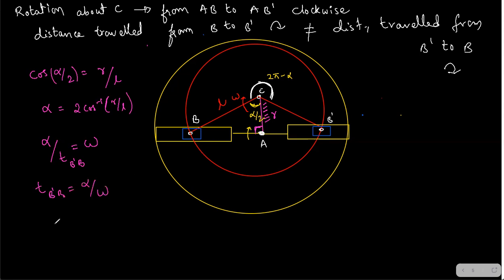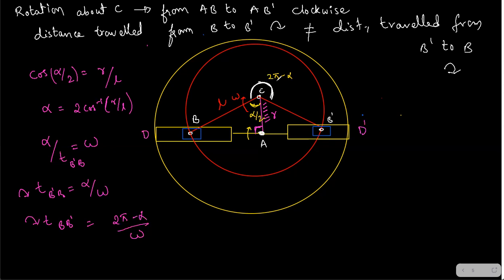Now what is the time taken to travel from B to B dash? These are all clockwise. B to B dash is 2 pi minus alpha angular displacement divided by angular velocity omega, and omega is actually constant. See, as the yellow link rotates from, let's say, this new point D to D dash, at the same time you have the red link rotate from B to B dash.